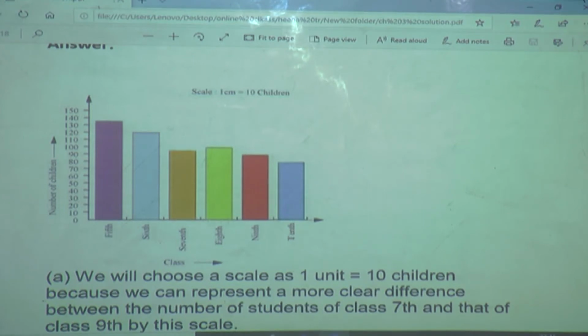So here on the x-axis, I already told we have to write the standards, that is the class as 5th, 6th, 7th, 8th, 9th and 10th. We have to see the scale, that is the lowest scale. We were having something like 80, so we can write here 1 centimeter is equal to 10 children: 10, 20, 30, 40. I told the difference should be equal between the two numbers.